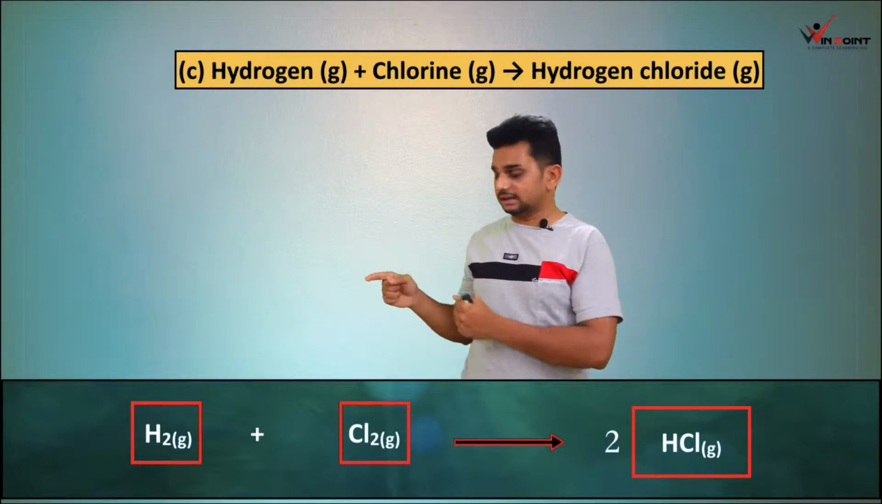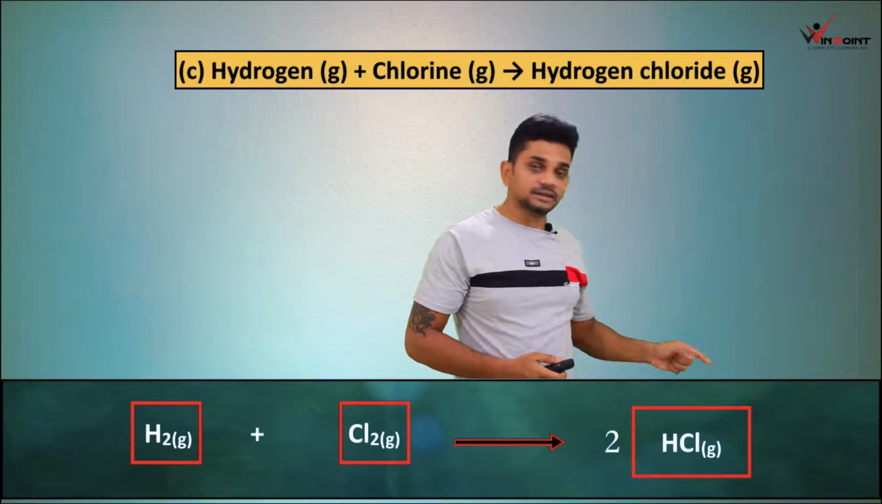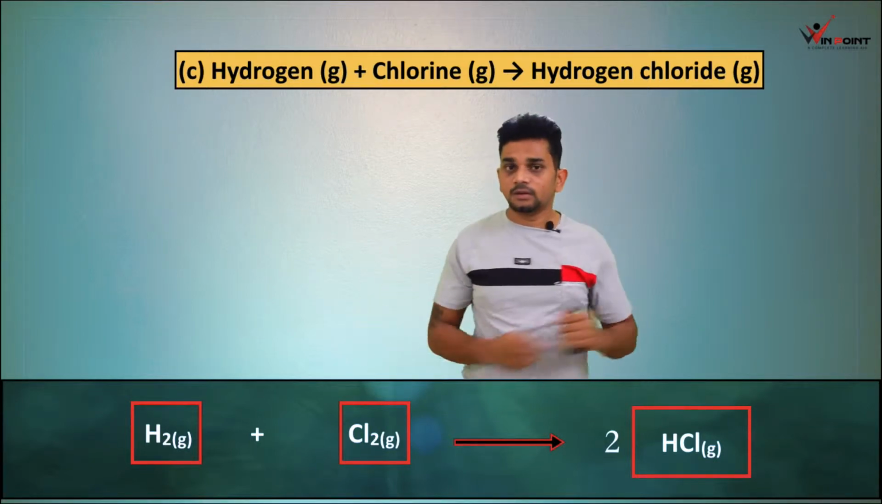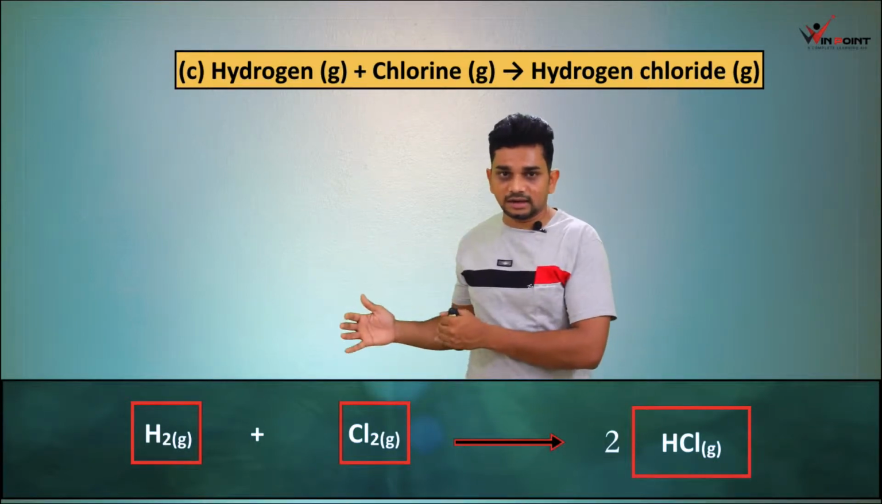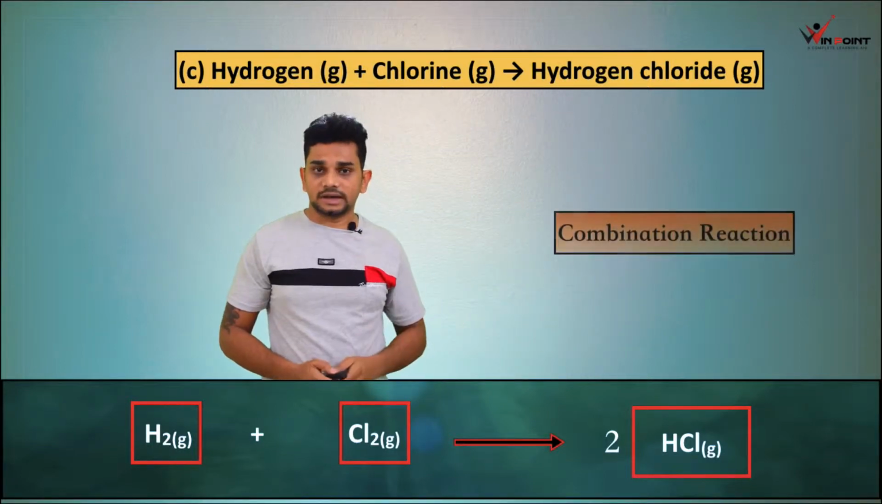Here there are 2 reactants. H2 and Cl2 are 2 reactants, and HCl is a product. 2 reactants and 1 product. 2 reactants are combining together to form 1 product. It is a combination reaction.